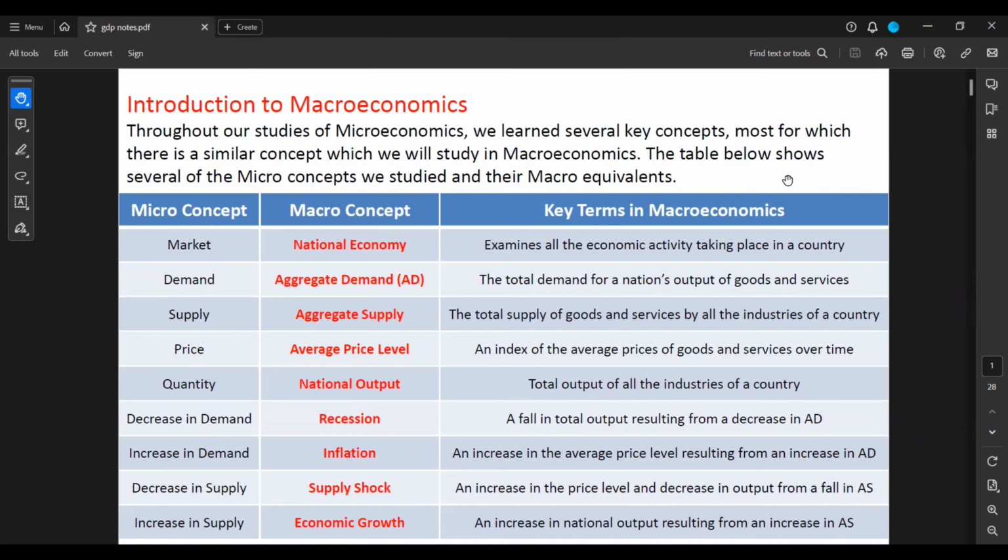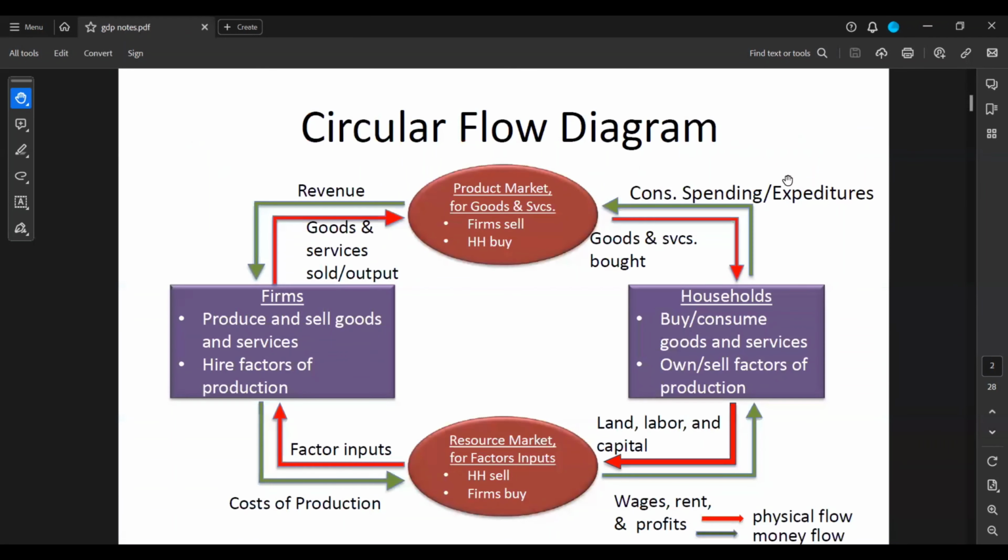Recession is a fall in total output resulting from a decrease in AD. Inflation is an increase in the average price level resulting from an increase in AD. Supply shock is an increase in the price level and decrease in output from a fall in AS. Economic growth is an increase in national output resulting from an increase in AS.